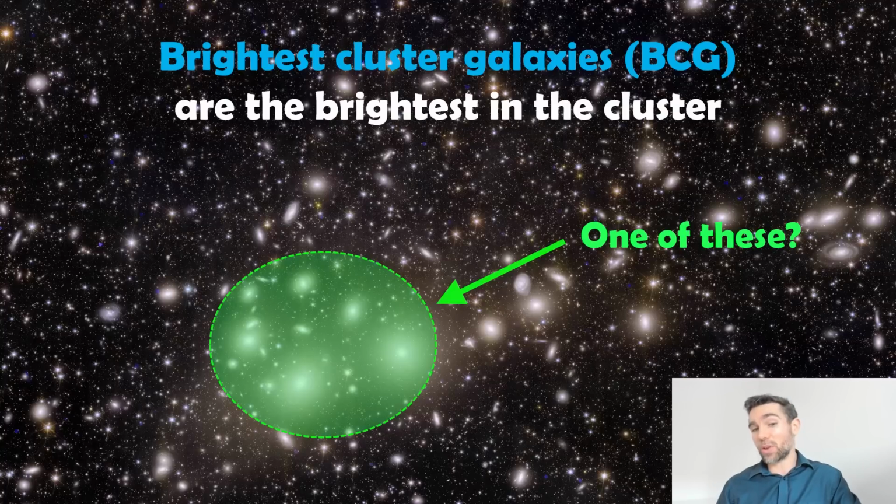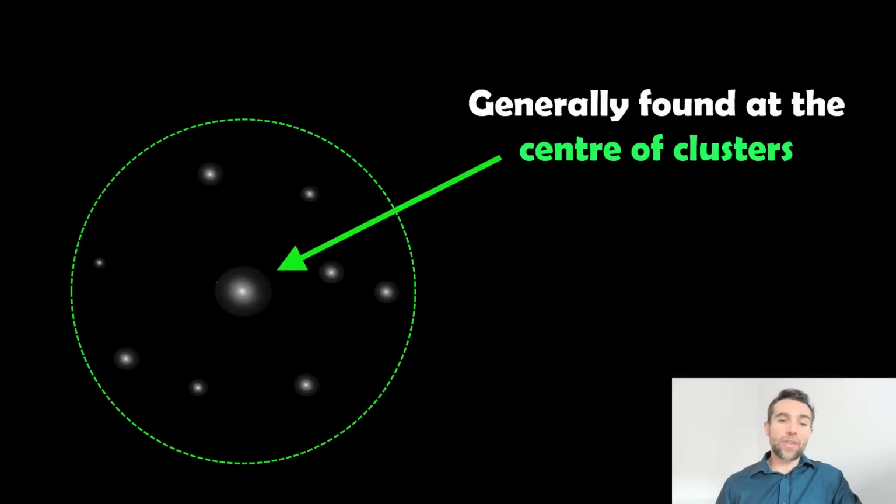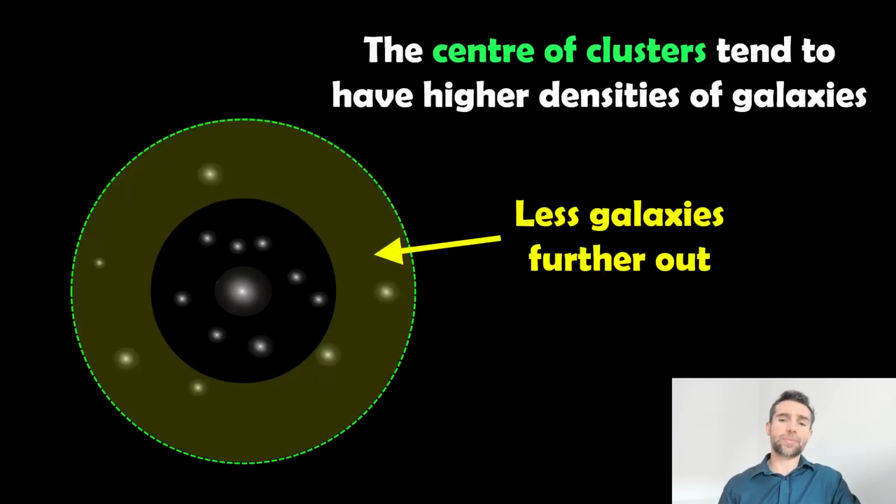So could be one of those there. That's pretty much all it is, really. If we have a cluster of galaxies, the brightest cluster galaxy is the brightest one in that particular cluster. However, there are some key things about these particular galaxies. They're generally at the center of the cluster. So they're not at the outer edge. They're typically found in the center parts of these very large clusters.